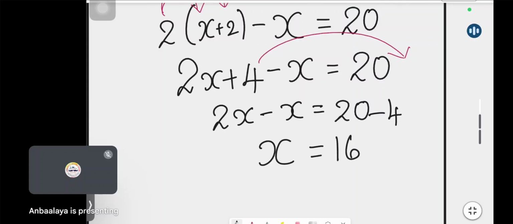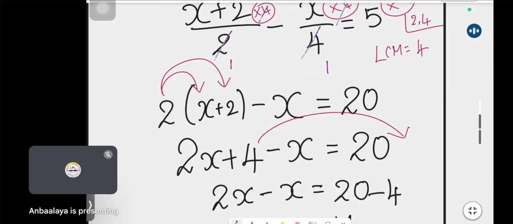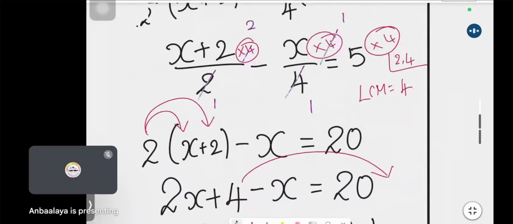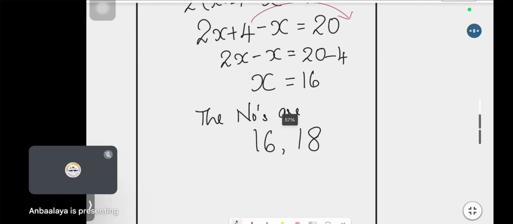What is asked in the question? We need to find the numbers. The first number we took as x, so x is equal to 16. Then x plus 2 is 16 plus 2, which is 18. So what are the two numbers? 16 and 18.